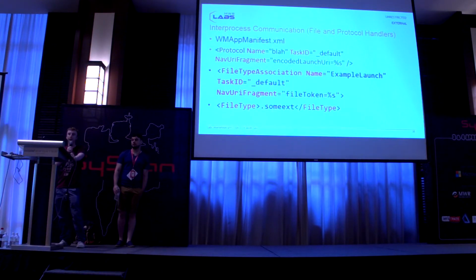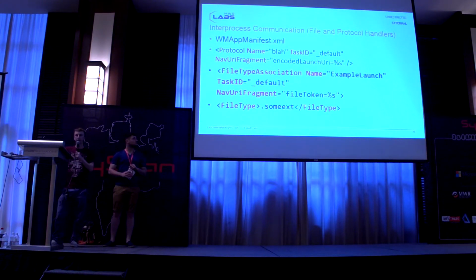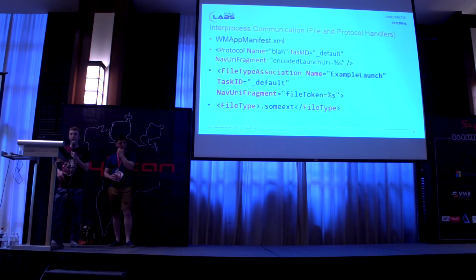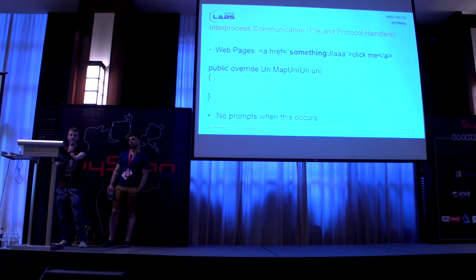To actually implement these protocol handlers, what you do is you define the protocol handler within the application manifest, the WMAppManifest. So you could say your PDF application handles the PDF file type, or you could implement a protocol handler for, for example, Twitter or Facebook. And then you write a MapUri function within your application which handles the input from the URI.